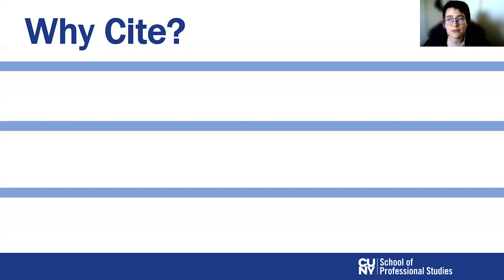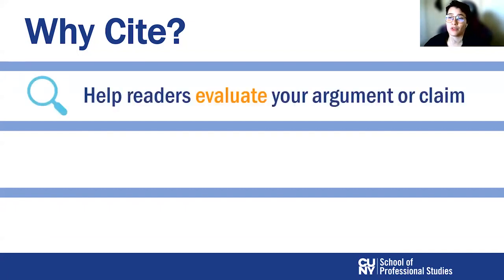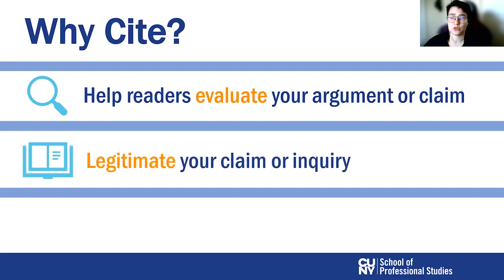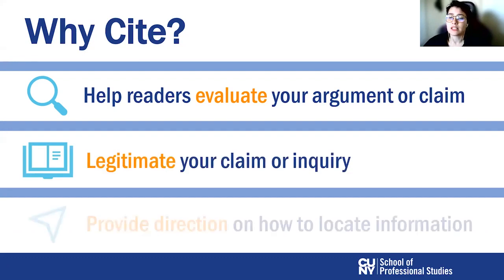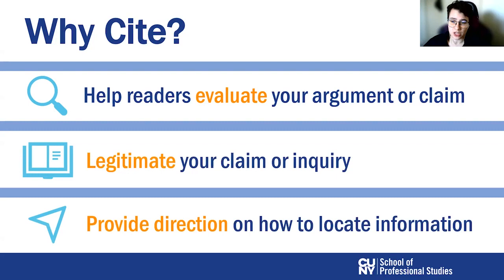So why do we cite? There are several important reasons why having these citations in your text and on a reference list is crucial. We cite in order to help readers evaluate the arguments or the claim that you're making. We cite to legitimate those claims or inquiries, and we cite in order to provide directions on where our readers can find the same information themselves if they want to look for it.